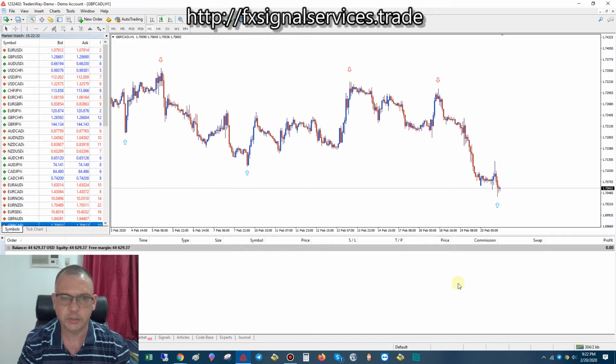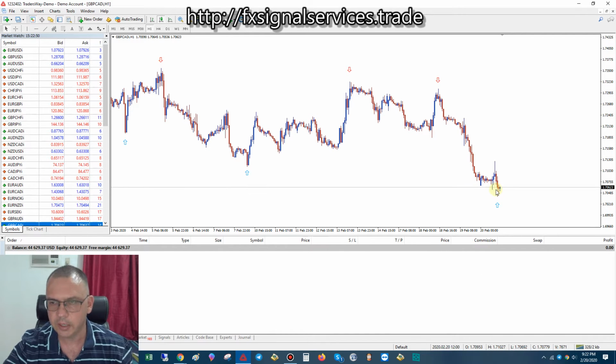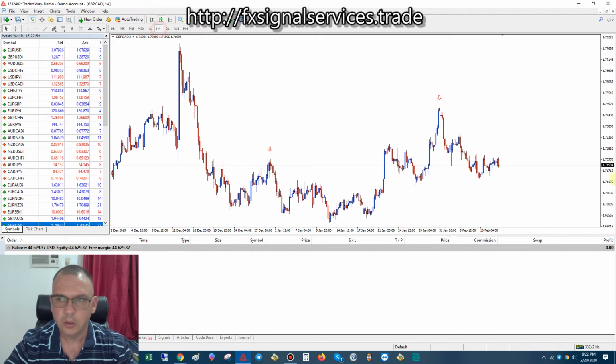And the signal I have to share for you is for GBPCAD, Great British Pound versus Canadian Dollar. If we look right here on the 1 hour chart, we see that we have a pretty strong signal to buy, but it's riding sideways right now. There's a strong possibility that it could go down further.